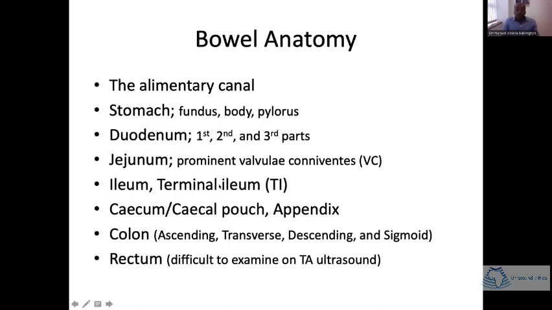The terminal ileum is a very important landmark in examining for Crohn's disease. The terminal ileum is usually where you tend to find most Crohn's occurring. And if you see the images I showed you during the examination of the appendix, there are a lot of terminal ileum images. We always try to make sure we image that abnormality.